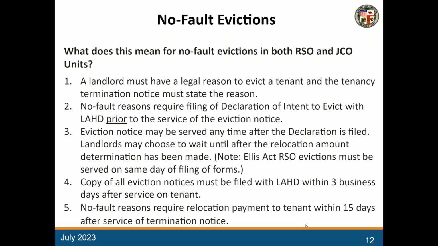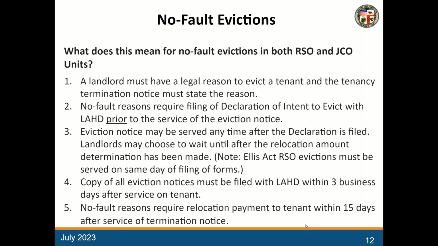Please note that Ellis Act evictions to withdraw units from the rental market are a little different. Those notices must be served on the same day that the Ellis withdrawal forms are officially filed with the department. The official filing date of Ellis is the date that the department receives and accepts the documents. And you will have an LAHD analyst work closely with you to let you know specifics about that process, since it is a very unique process.